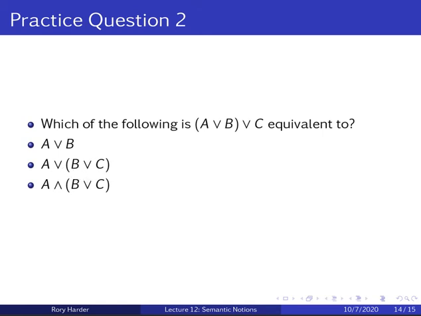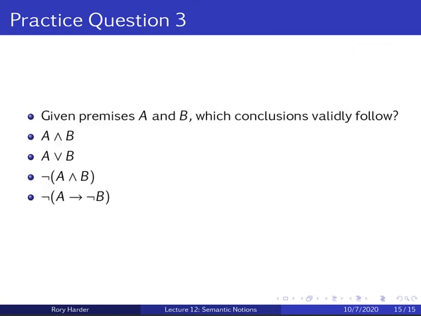Now, for the sake of time, I'm not going to work through this last one, but if you constructed this truth table comparing our given sentence to A and B or C, you would find that there is at least one row on which they differ in truth value, and therefore that they are not equivalent. So now let's go to our final practice question.